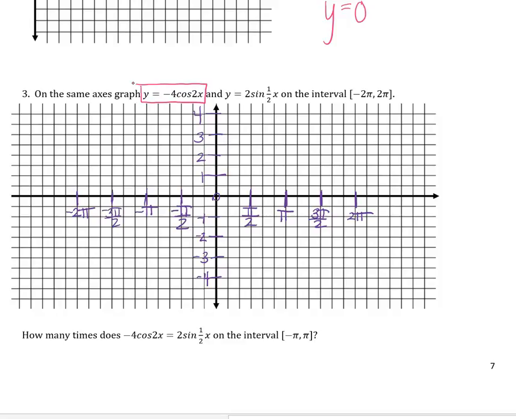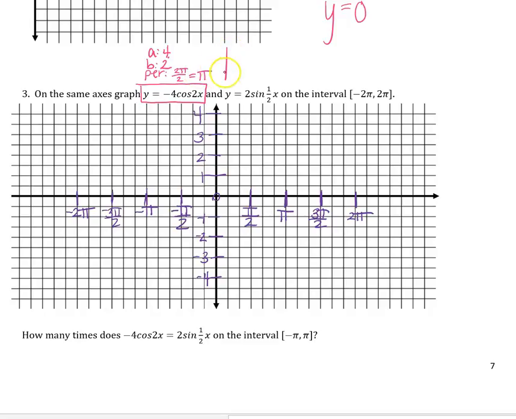So let's talk about some information about this graph before I graph it. Well, the 4 tells me that it has an amplitude of 4. The 2 is my frequency. So 2 full cosine curves will occur between 0 and 2 pi. So we should see one graph or one cycle of it over pi units.